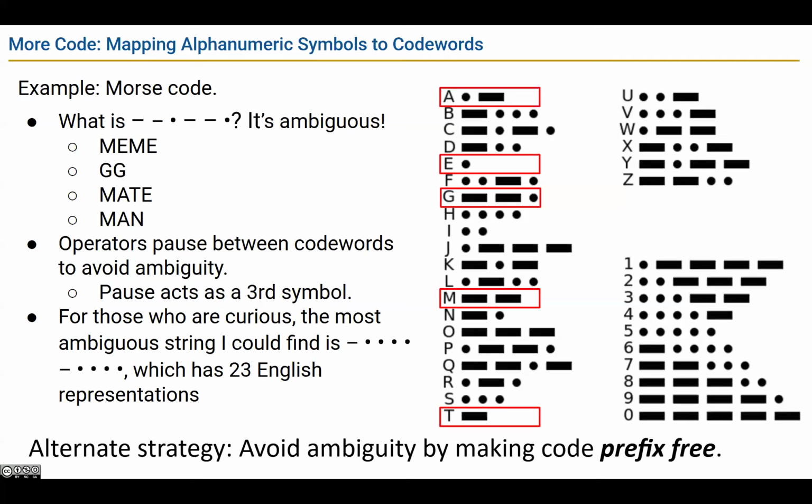An alternate strategy: instead of just using Morse code, we are going to have to deal with this case where sometimes these are ambiguous. So we need to find a way to make our code entirely unambiguous. One of the ways we can do that is through the use of a prefix-free code.